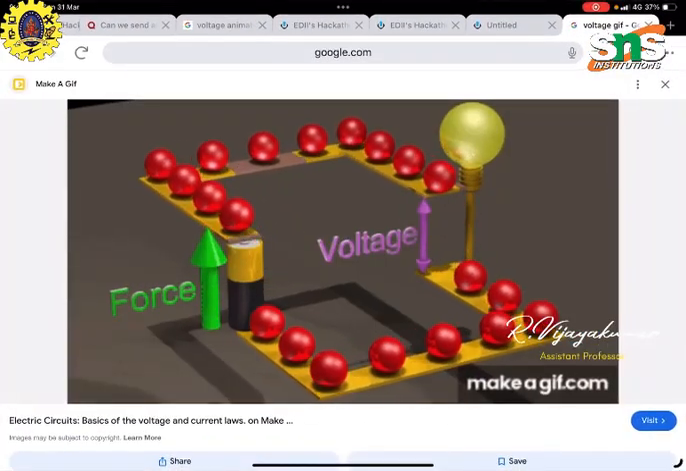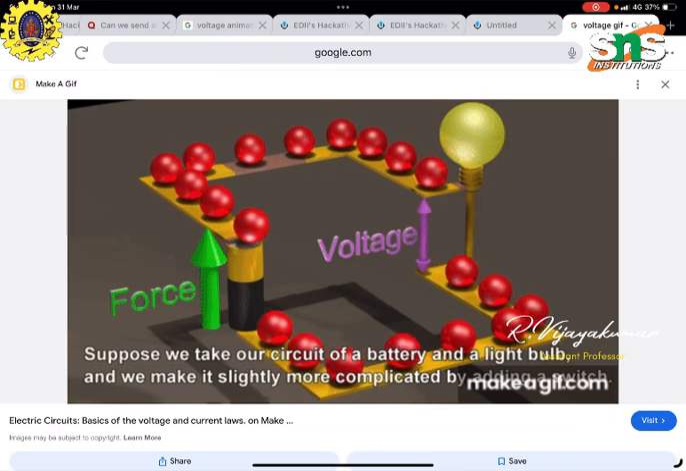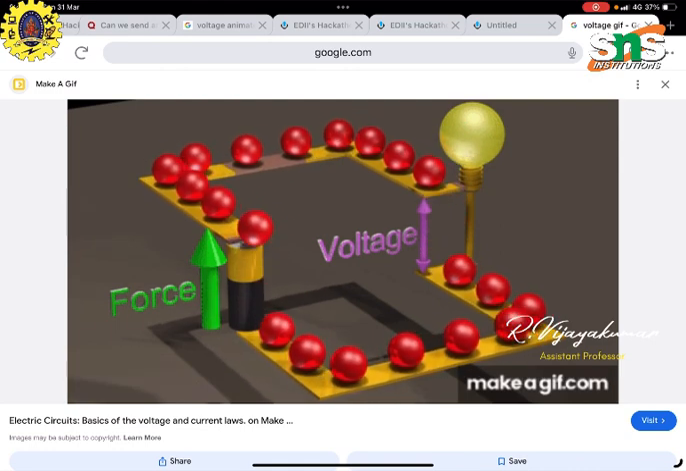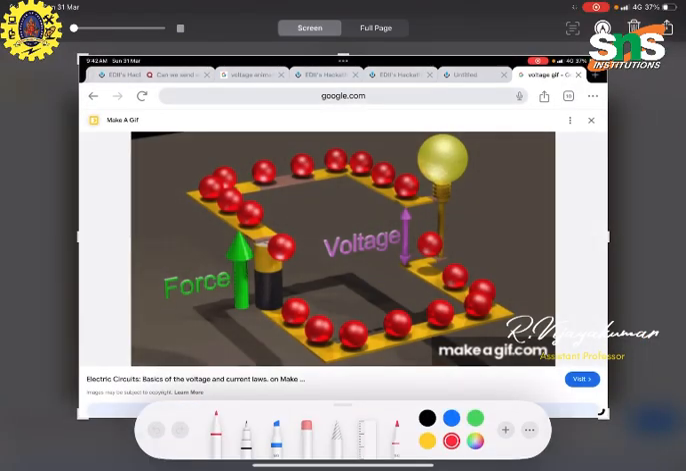See this image here. Voltage is nothing but a kind of force. If the force increases, for example, I am explaining here, in this voltage segment, this is the force. If the force increases, the speed of the electron will also increase. If the force decreases, the speed of the electron also decreases. That means voltage and force are the same. This is normally called EMF, that is, electromotive force.